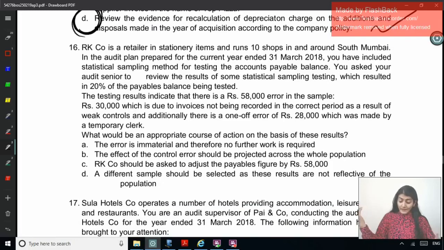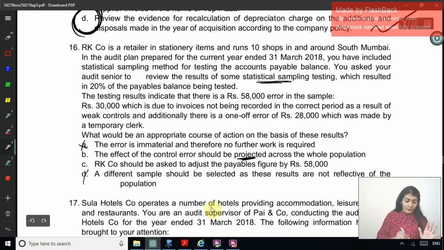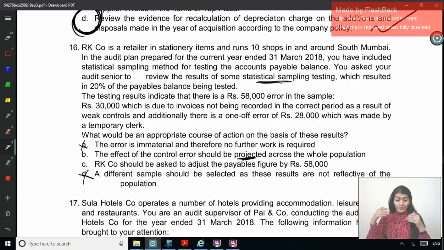Option A: the error is immaterial and therefore no further work is required. We would never agree. The effect of the control error should be projected across the whole population. Oh, yes, they are talking about statistical sampling. So, the error is required to be projected to the entire population. Option B: RK company should be asked to adjust the payable figure by rupees 58,000. We won't be happy only if they do that much. Option C: a different sample should be selected. No. This is not the way out, as these results are not reflective of the population.